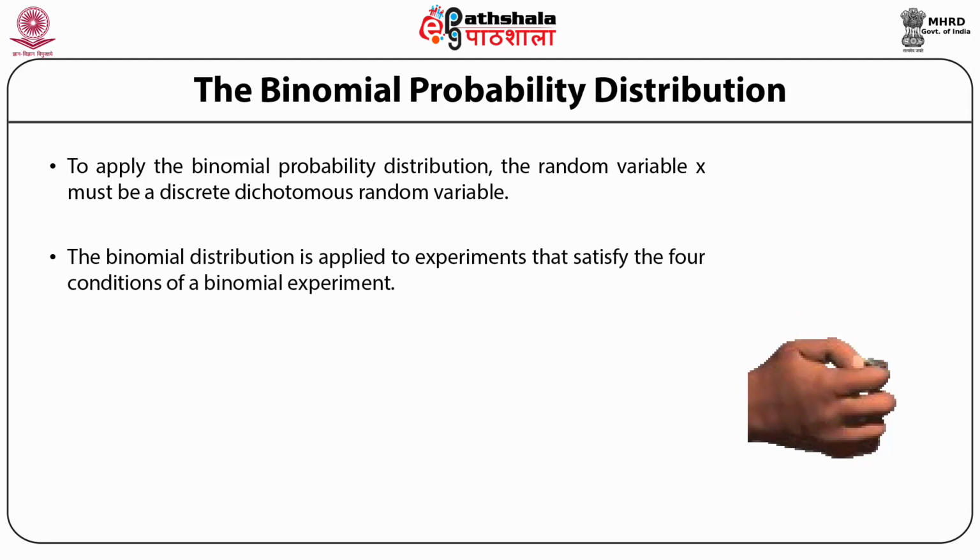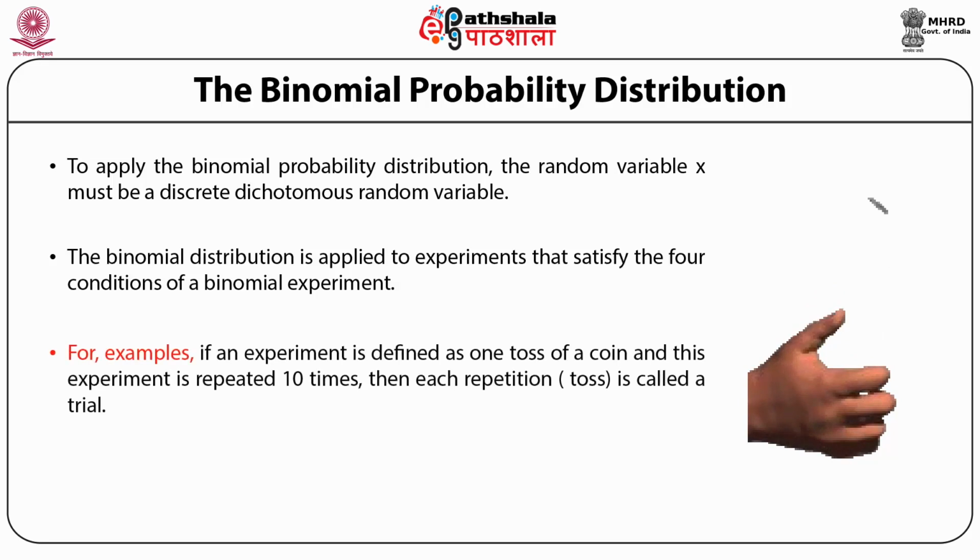The binomial distribution is applied to experiments that satisfy the 4 conditions of a binomial experiment. These conditions are described here. Each repetition of a binomial experiment is called a trial or a Bernoulli trial due to Jacob Bernoulli. For example, if an experiment is defined as one toss of a coin and this experiment is repeated 10 times, then each repetition is called a trial. Consequently, there are 10 total trials for this experiment. So there are some conditions for the experiment to be binomial.